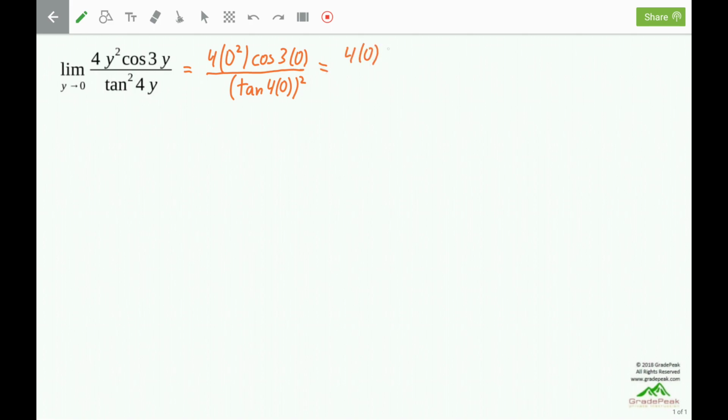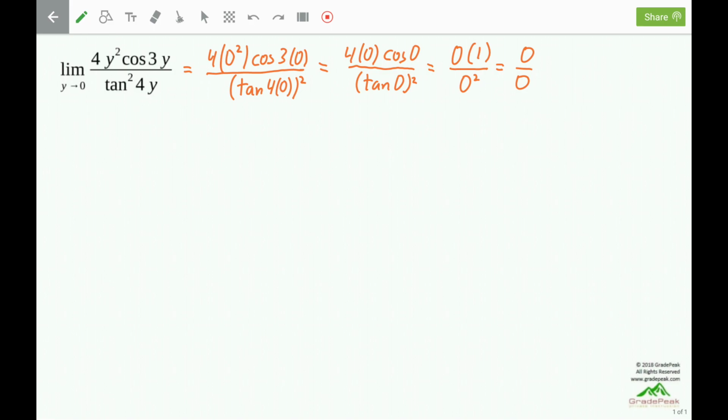4 times 0 squared is a 0. 3 times 0 is a 0. And in the denominator, 4 times 0 is a 0. In the numerator, 4 times 0 gives us 0. Cosine of 0 is a 1. In the denominator, tangent of 0 is the sine of 0 over the cosine of 0. Sine of 0 is 0. Cosine of 0 is 1. 0 over 1 is 0. We get 0 squared. 0 times 1 is a 0. 0 squared is a 0. We have the 0 over 0 indeterminate form.